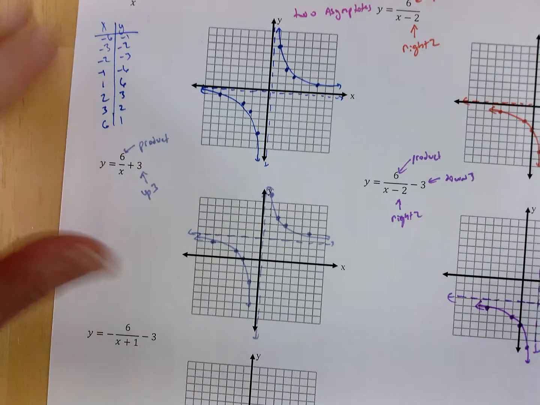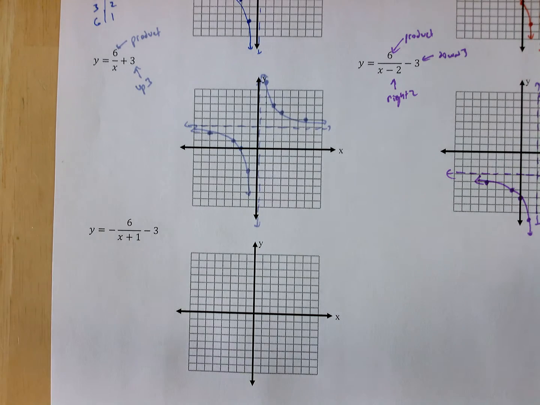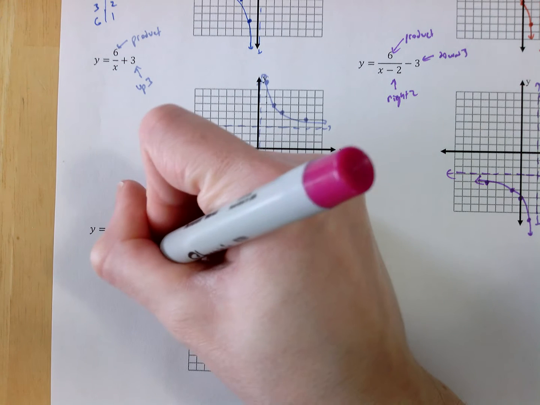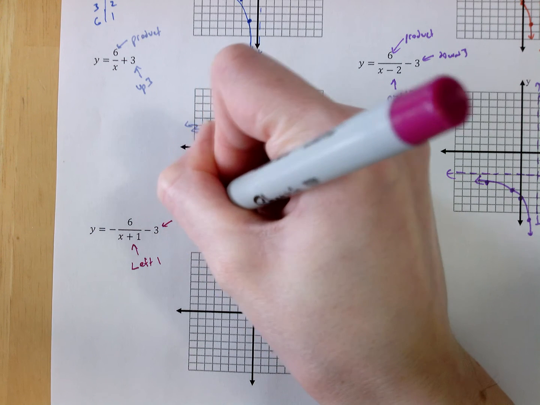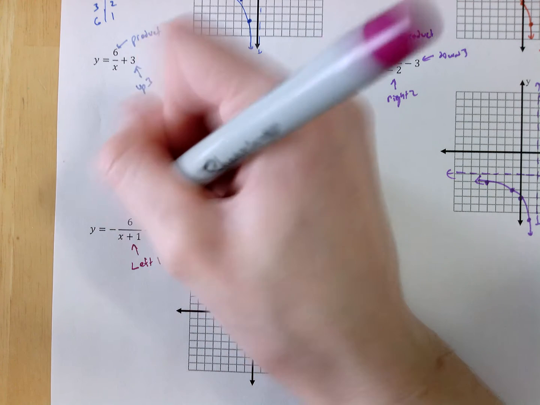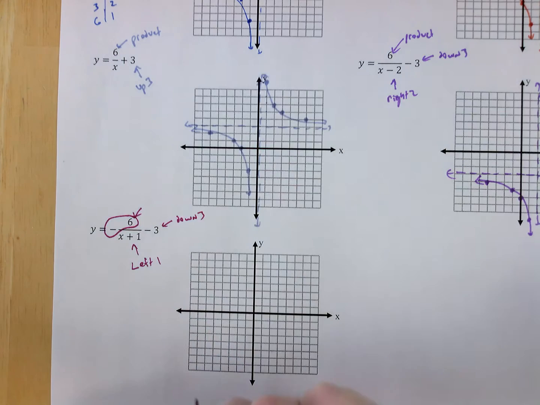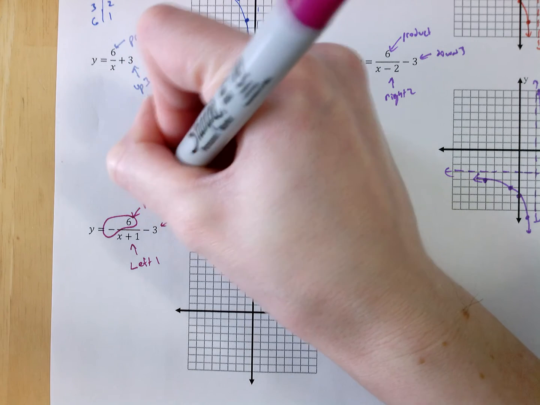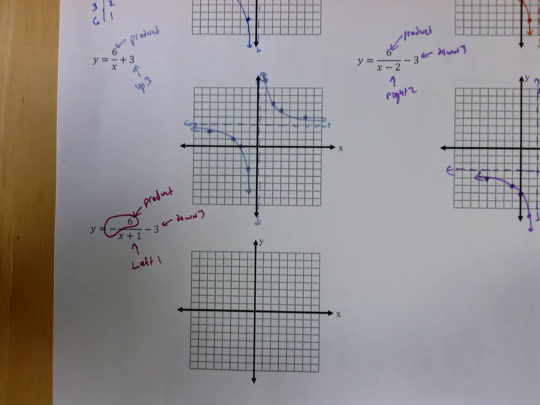All right, and then our last but certainly not least one. So this one, the big piece that we're adding in is this vertical flip. So this guy, this is going to take me to the left 1. This will take me down 3. My product. So now what I'm going to kind of do is I'm going to think about the negative being with the 6. Okay, so I'm thinking of this as my product being -6. Okay, so instead of positive 6, negative 6.